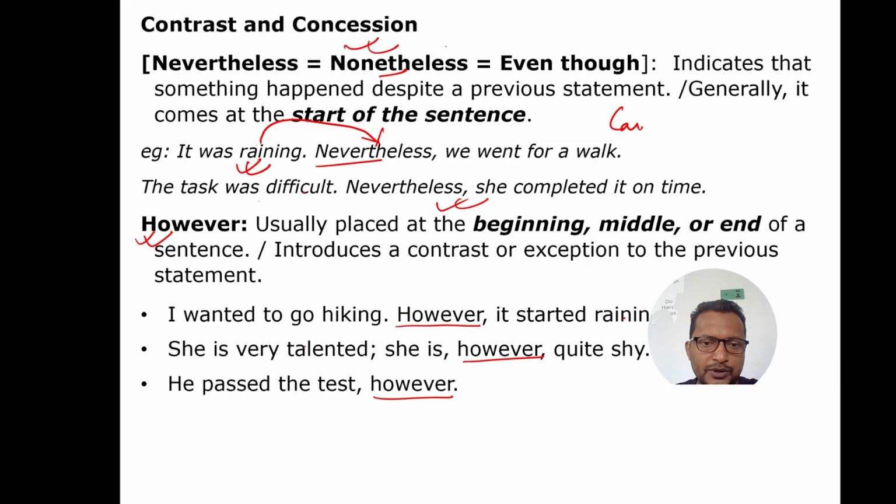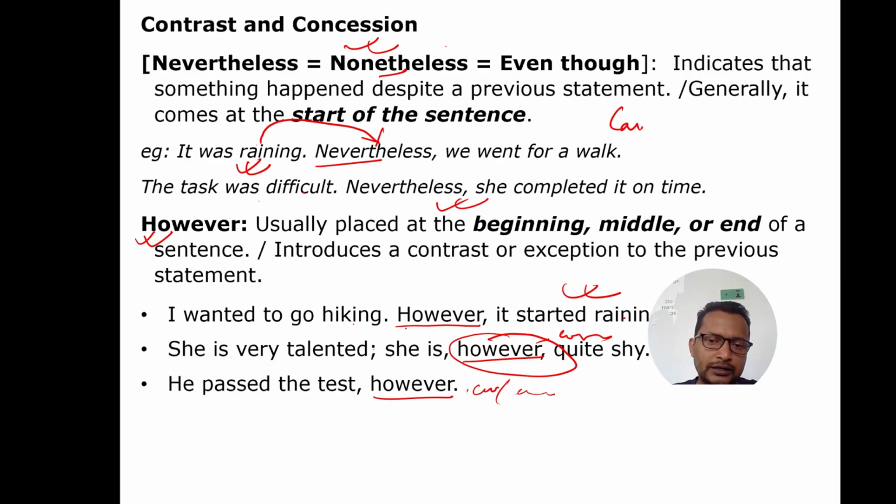Like for example, I wanted to go hiking, however it started raining. This is also a correct sentence. She is very talented, she is however quite shy. See, the however comes in between, right? So it is also a correct, complete sentence. She passed the test, however. This is also a correct sentence, a complete, grammatically correct sentence.